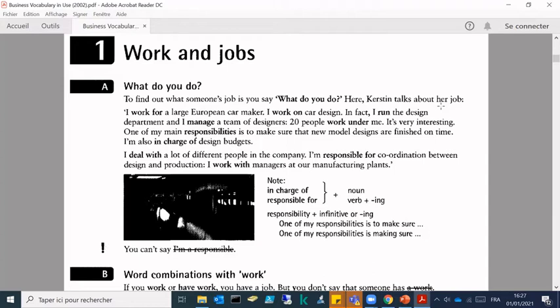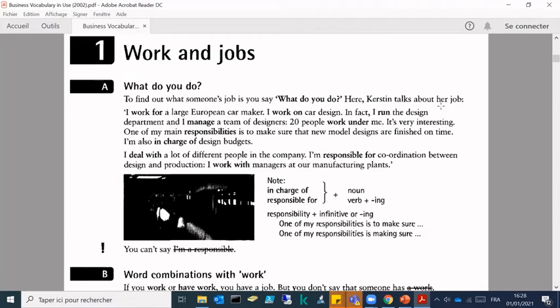Do you see the difference between I work for? Yeah, I work for something, for the company. Yes. But I work on my subject, I think, my subject. Exactly.